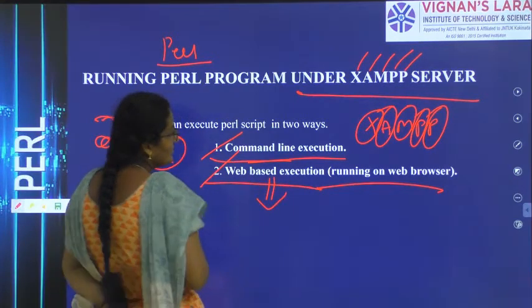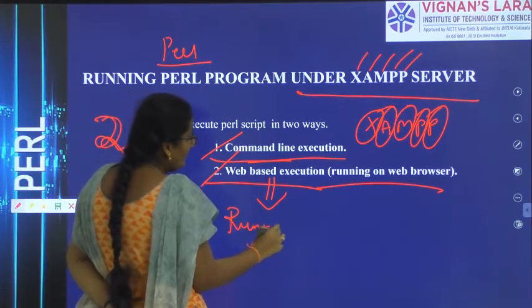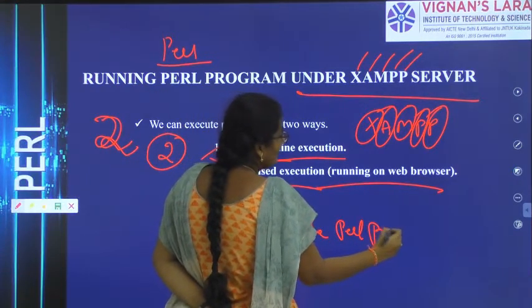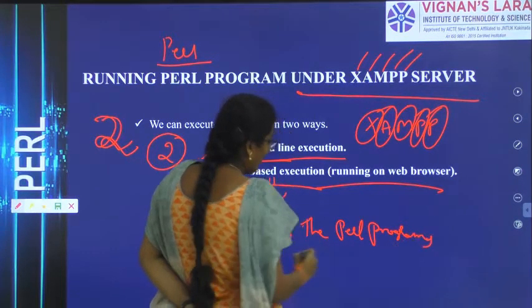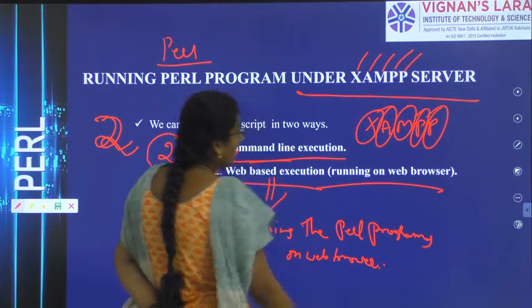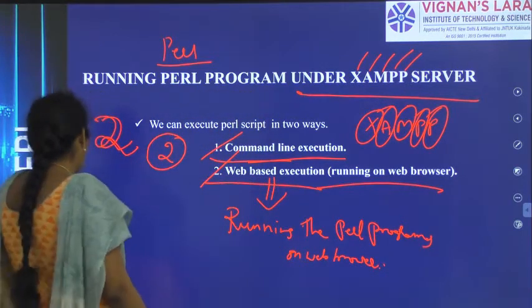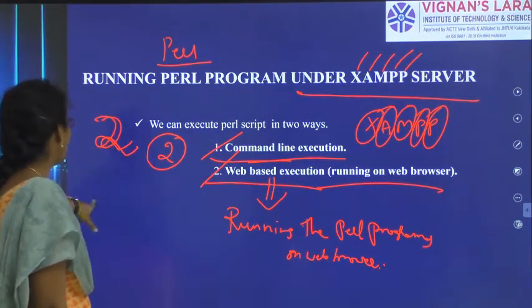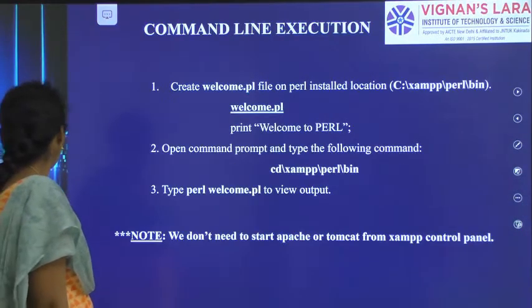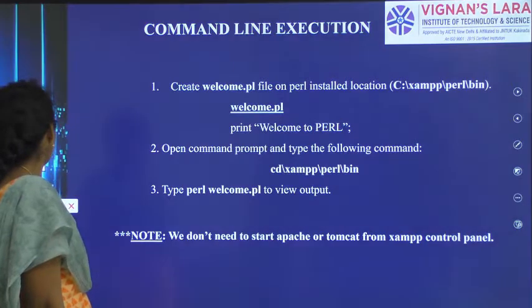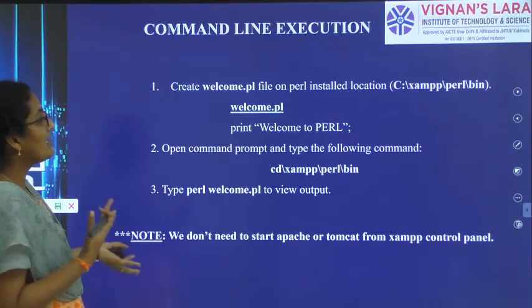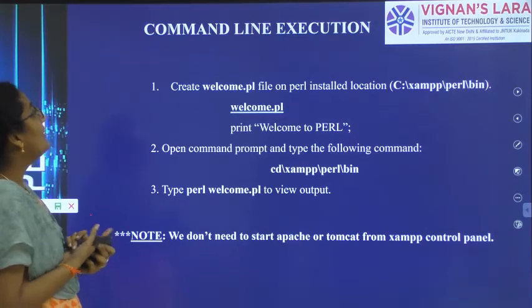This web based execution is nothing but running the Perl programs on web browser. So we have two different ways of running the Perl programs in JAMP server. First let us see what is a command line execution, means how can you execute a Perl program in command line.